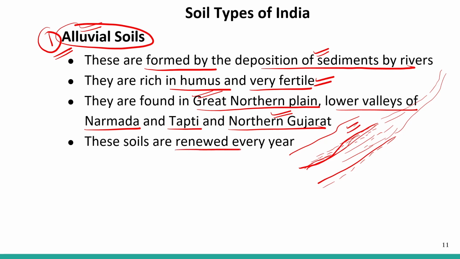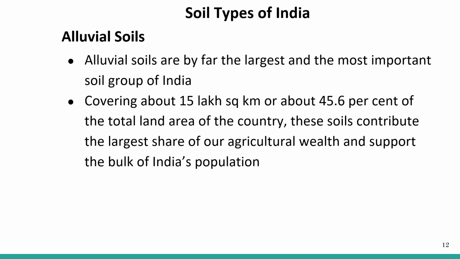These soils are renewed every year. So every year water is flowing, right? And it is bringing a lot of soil particles with it, and they get deposited everywhere. So this soil gets renewed every year as the water is bringing a lot of silt with it. Alluvial soil is by far the largest and the most important soil group of India. So this is one of the very important soil types of India.